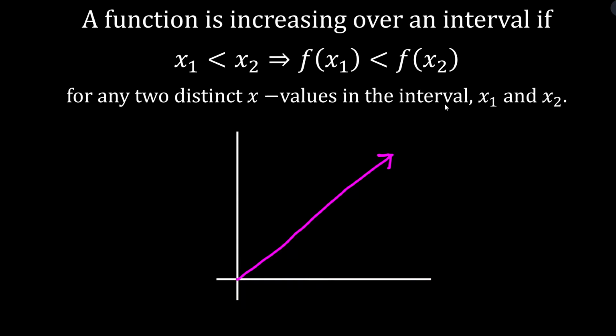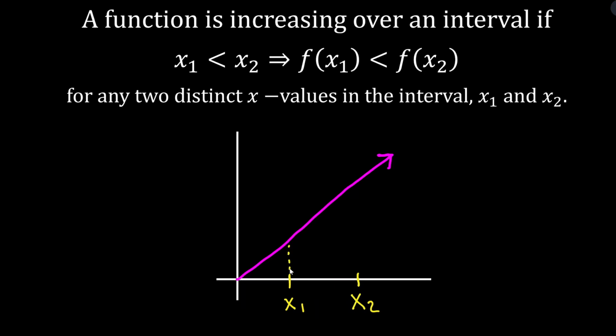So let's make sense of this. This actually isn't that bad, trust me. We pick two random x values in the interval. We call them x1 and x2. So I'm picking just two random x values, and I'm going to call the smaller one x1. So this is x1 and this is x2, okay? So what does this say about an increasing function? It says if we have these two x values, where x1 is less than x2, then we must also have f of x1 is less than f of x2.